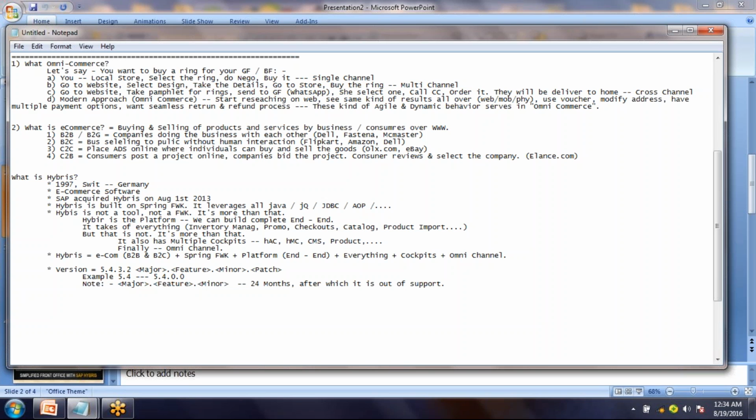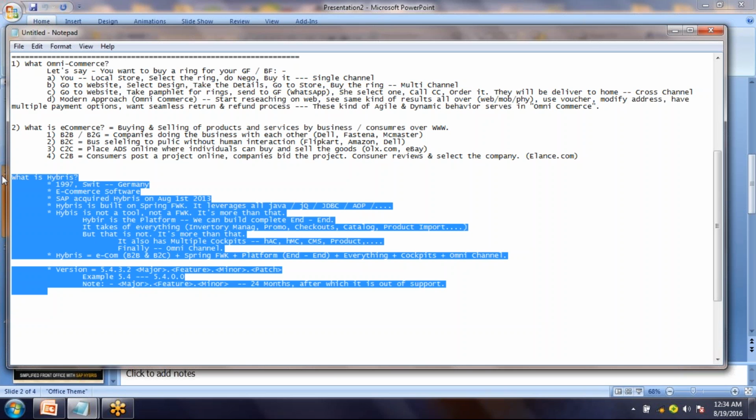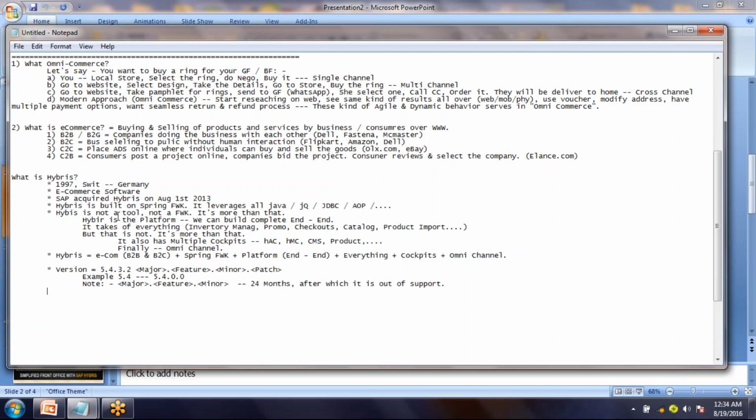definition or Hybris history. Let me brief what exactly is happening here, or how we can define Hybris. The first thing is that Hybris is there from 1997, and it initially started in Switzerland. Then they moved to Germany. It's e-commerce software. It supports B2B and B2C e-commerce. We talked about what B2B, B2C is here. Then SAP acquired it. It's built on open source.